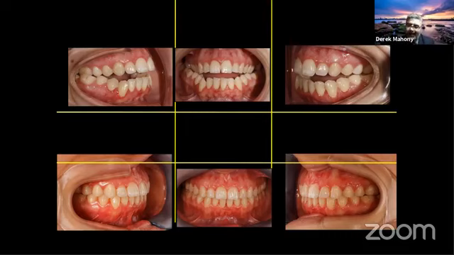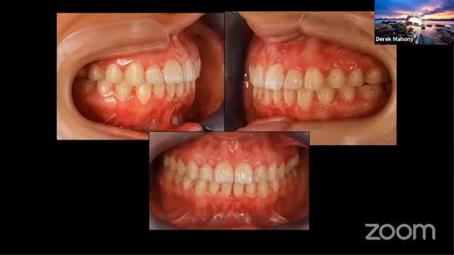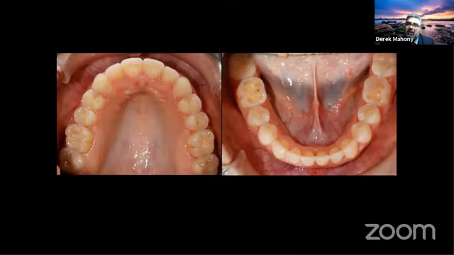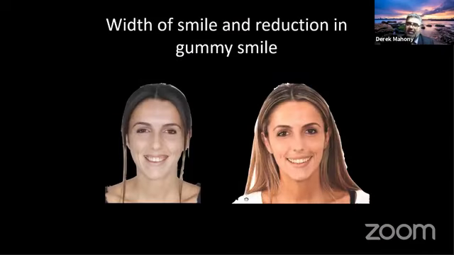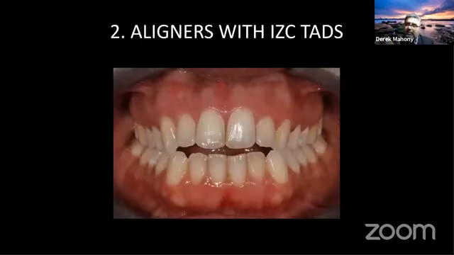So, look at this case. That's what you can achieve predictably if you know how to plan your aligners. And look at the change in the upper arch form. And you think she's happy? Of course she's happy, because she's got a broader smile. She looks so much younger. She can now speak properly. That's the way we do it.